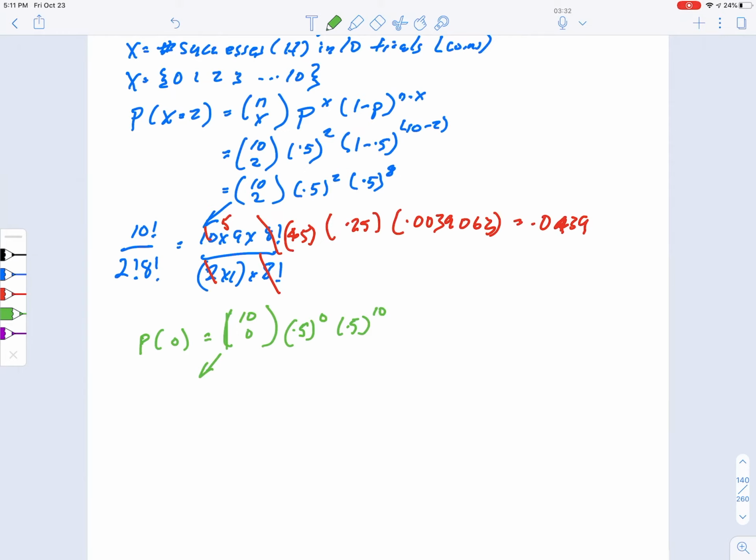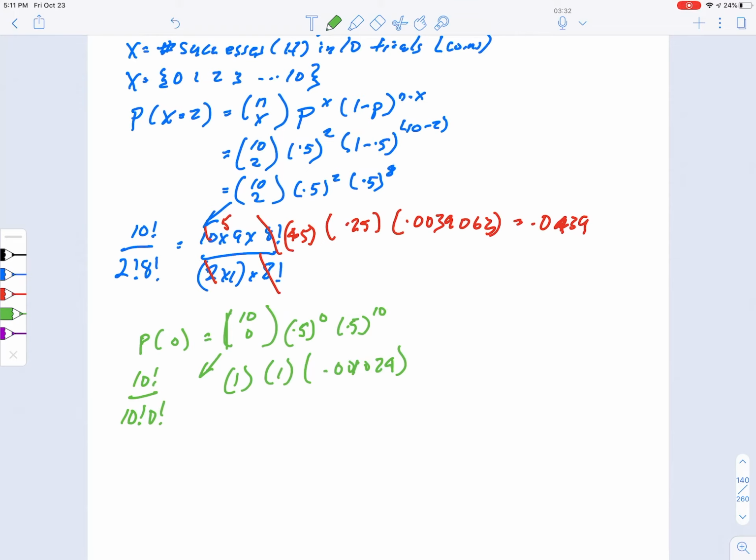Now, 10 choose 0 is 10 factorial over 10 factorial times 0 factorial. And that's just equal to 1. So I told you in the last video that 0 factorial is 1, and then of course the 10 factorials cross out, and so you end up with 1 times, if you remember your math, anything to the 0 power is also 1. And so that just leaves us with 0.5 to the 10th power, and that turns out to be about 0.001024. I think that's what it is.